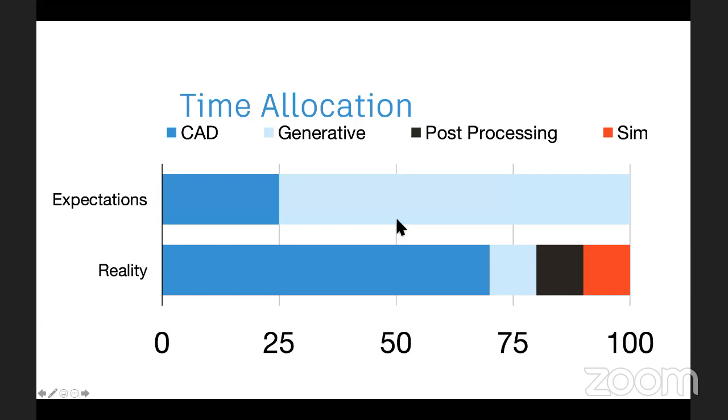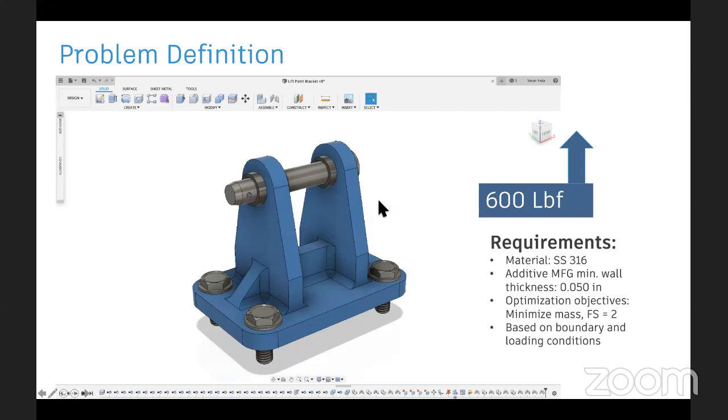Here's a quick example, just to help you understand in a very easy way. This is a lift point bracket, which is supposed to lift 600 pounds of weight. It's approximately 2000 newtons of force, I think. This is supposed to be manufactured in SS316, and the company wanted to modify this and explore other outcomes that can be lightweight and that can also be machined using 3-axis CNC.